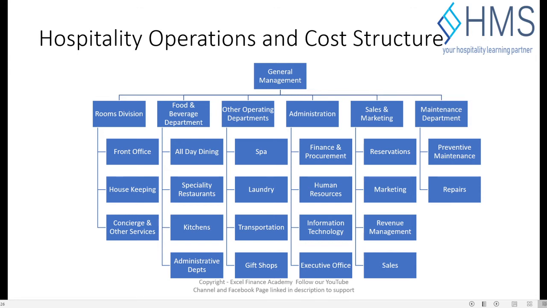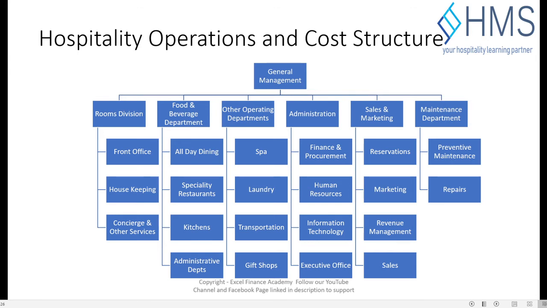Then moving on to the other departments, you may have other profit centers in the hotel, depending again on the size and location. You may have a spa, a laundry, a transportation department, a gift shop, adventure sports, or a hair salon. You may also have other types of activities, or golf clubs, which the hotel is providing to its guests. So they again form part of another profit center, where we want to understand the profitability of each of these areas.